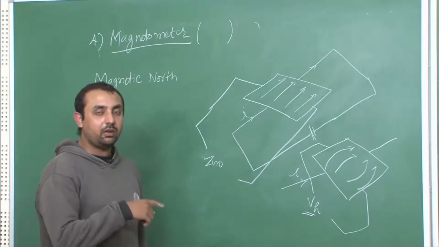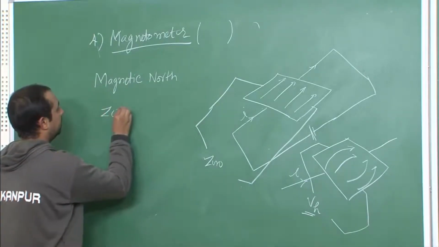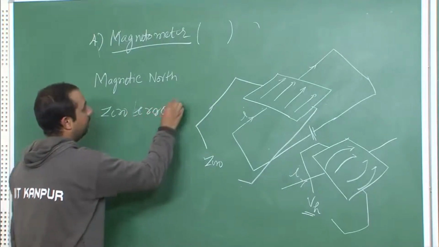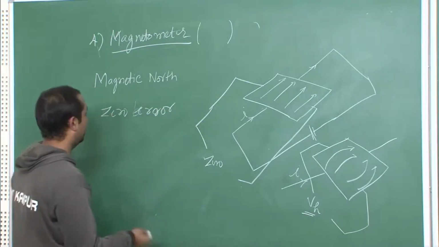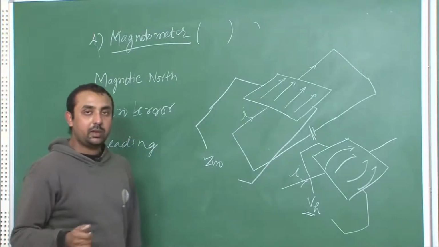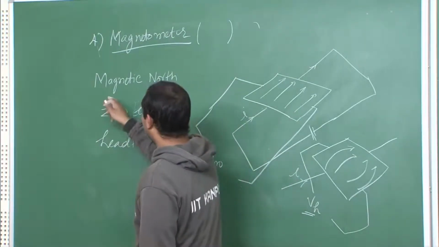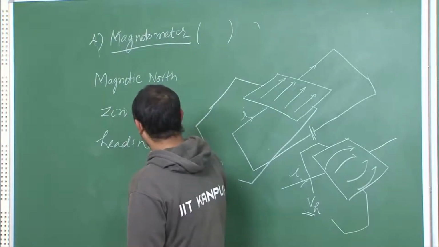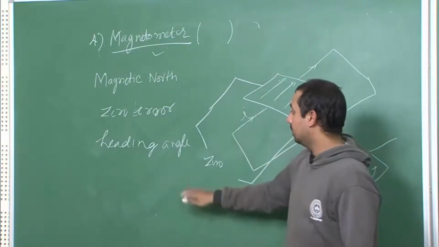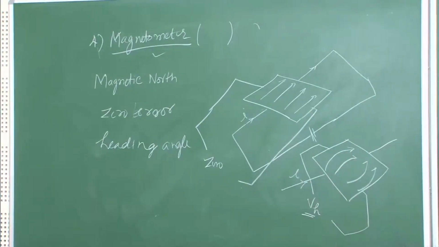The major advantage of using magnetometer is that it has zero biasing effect, or zero error. If you have given your UAV a particular heading, since your magnetometers have zero error, it will automatically correct your heading angle. So that's why it is very good for UAV application when you are focusing on a particular direction which your UAV has to follow.